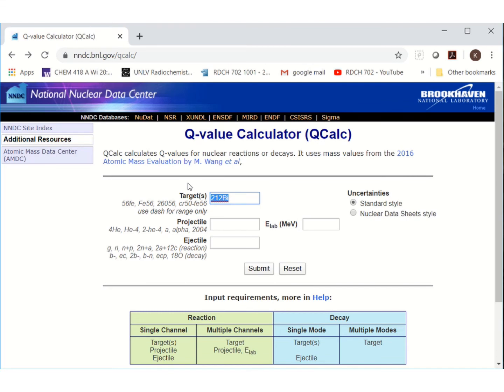Let's take some lead-208, and then let's hit it with a proton, and let's make some gold. So we're going to turn lead into gold. Let's see what the energetics are.